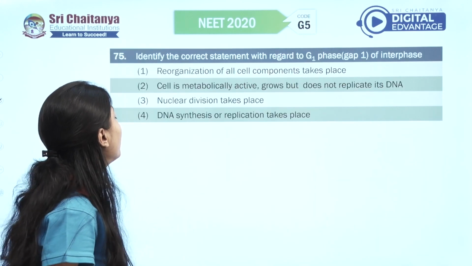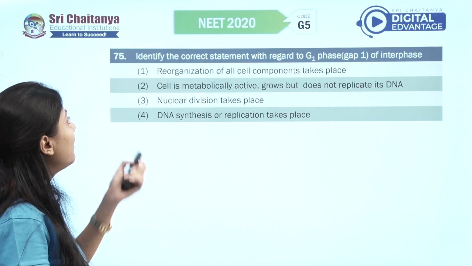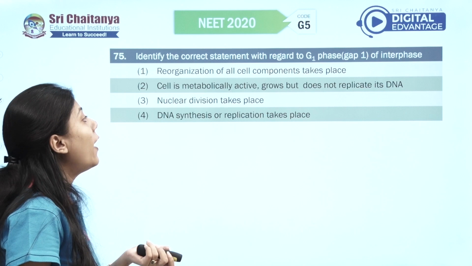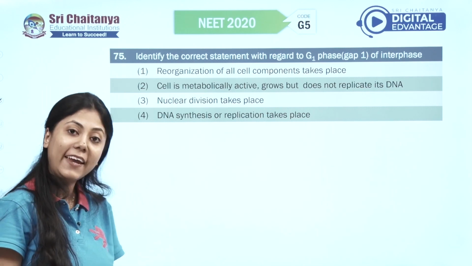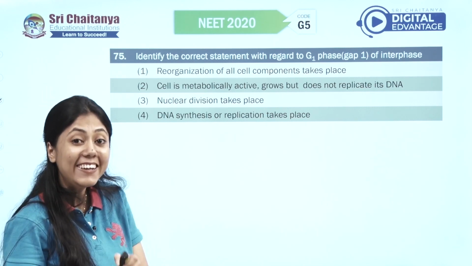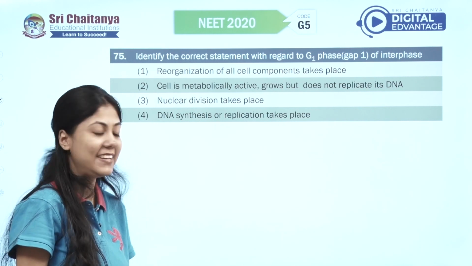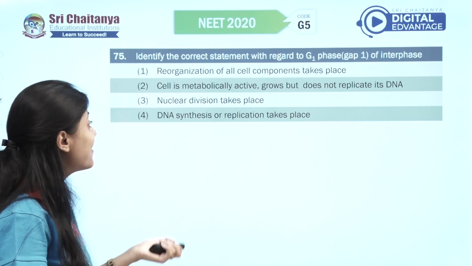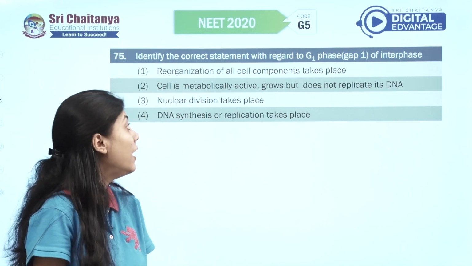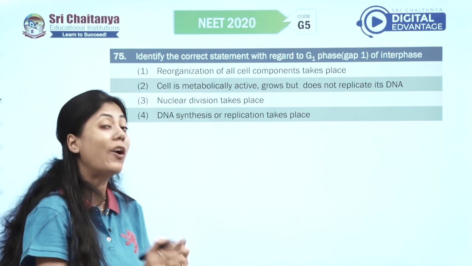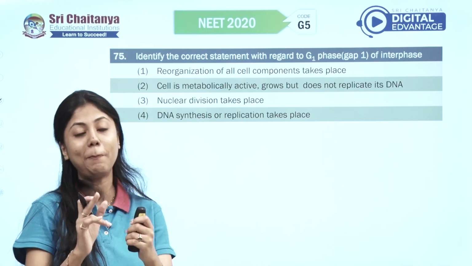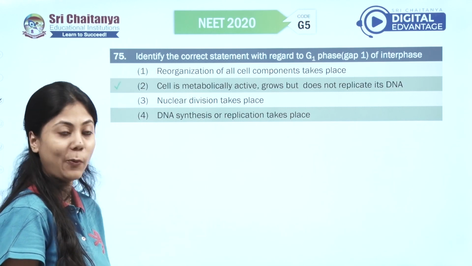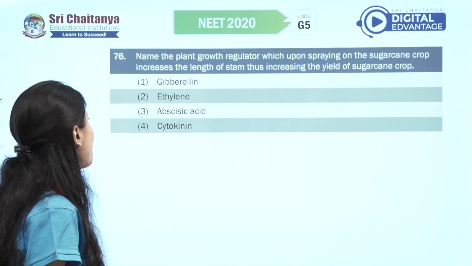So let's move on to the next question. Identify the correct statement with regard to G1 phase of interphase. Again, this question is directly taken from the NCERT. So you already know that during the G1 phase, the cell is metabolically active. It grows but does not replicate its DNA because the replication of DNA takes place in the S phase. Again, a very direct question. So let's move on to the next question.